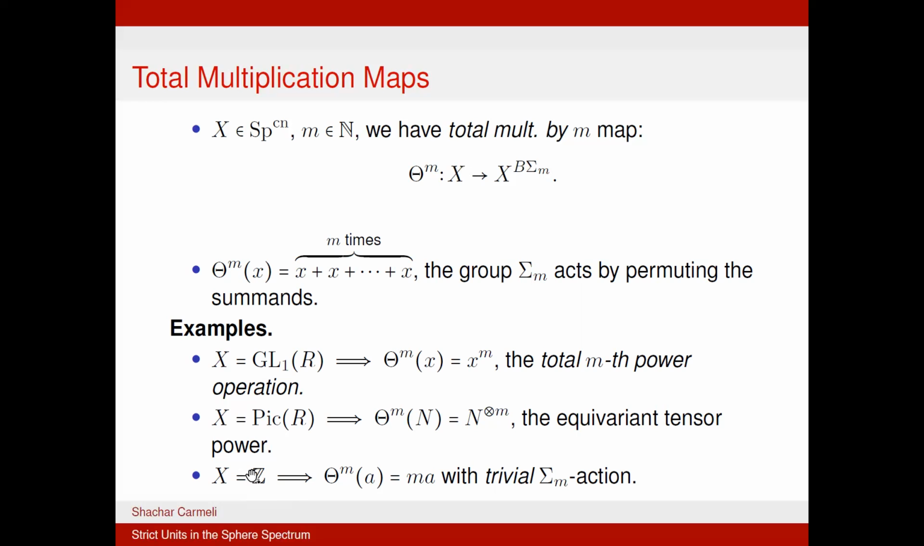So Z is some kind of a spectrum for which all the total multiplication maps by m are trivialized. And this is a very crucial feature of this ring or object. And of course, this will be true for any other abelian group as well. In fact, something stronger is true.